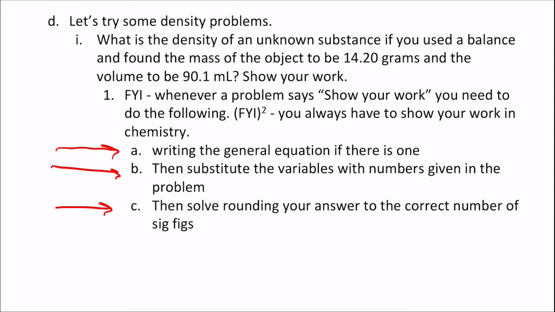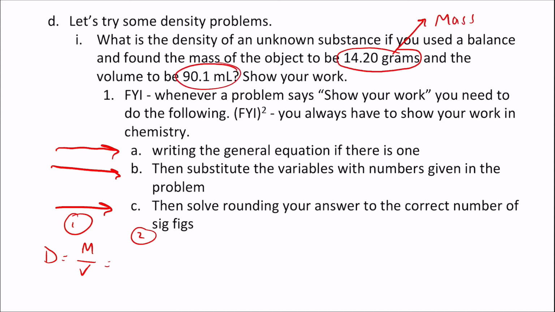First up, the equation. D equals m divided by v. That's step 1. Step 2 is going to be substitute. Here we have 14.2 grams. That's going to be the mass. And the volume is 90.1. So mass goes on top, 14.2 grams. And then the volume goes on the bottom. Now we'll write down what we get from our calculator.